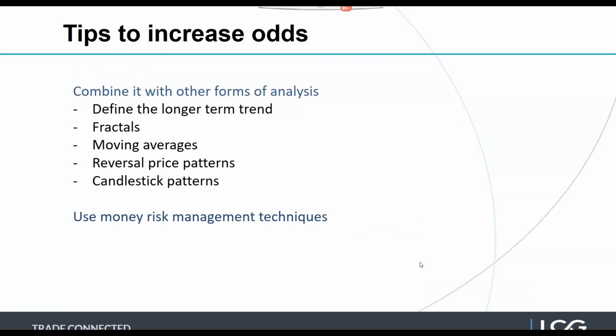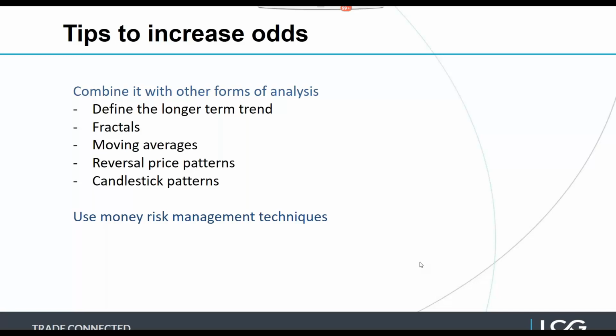So in order to increase the odds on taking these particular trades, it's important to combine it with other forms of analysis. First and foremost, defining that longer term trend. Secondly, something I like to use is fractals, and also moving averages and how these patterns interact with the moving averages. Reversal price patterns and candlestick patterns.